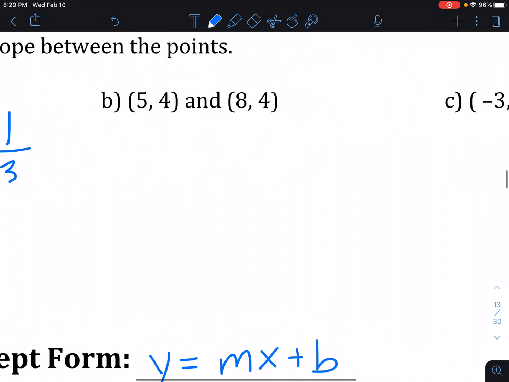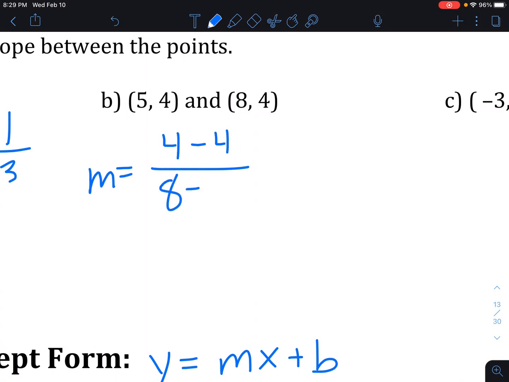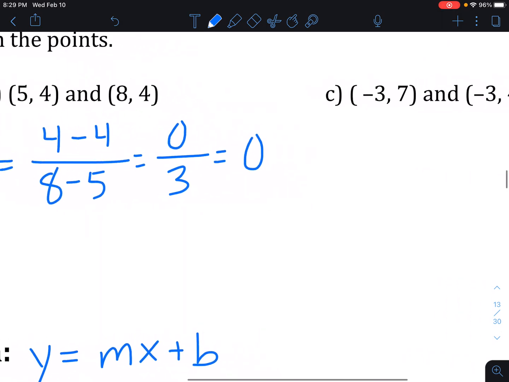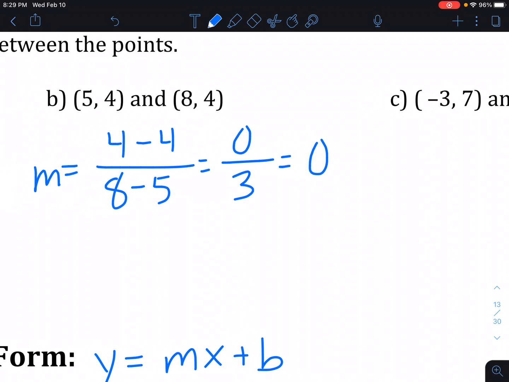Let's try another one. So slope is y2 minus y1 divided by x2 minus x1. Subtract on the top and subtract on the bottom, and then 0 divided by 3 is 0. What would this mean? If you have a slope of 0, that means that it would be a horizontal line. You'll learn more about that later on.